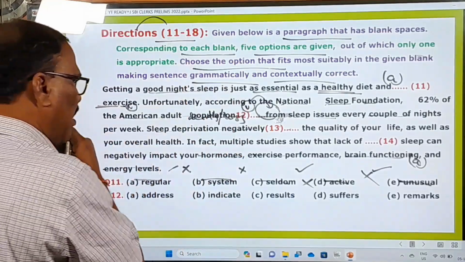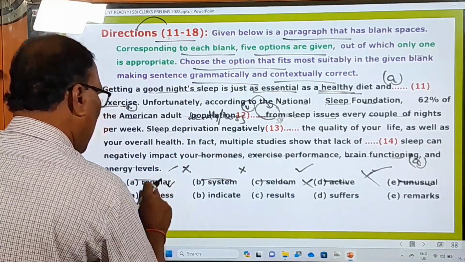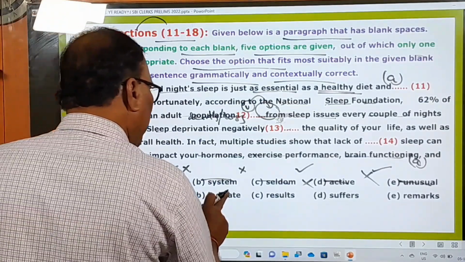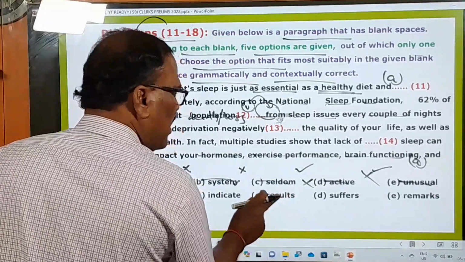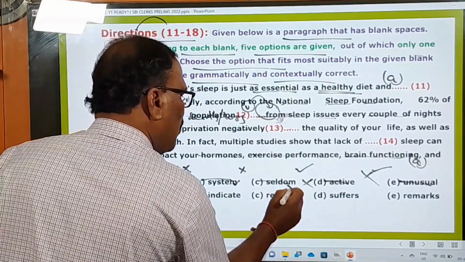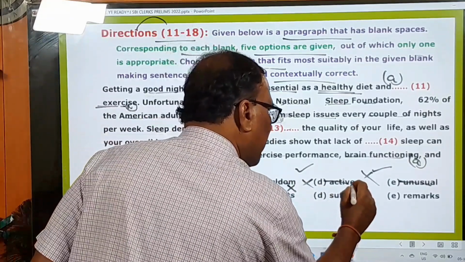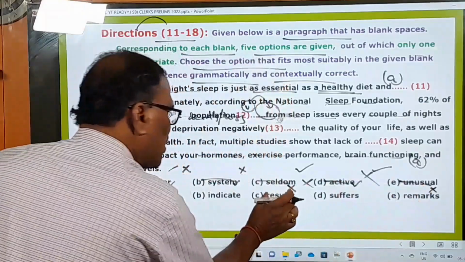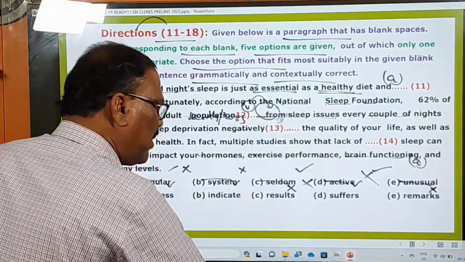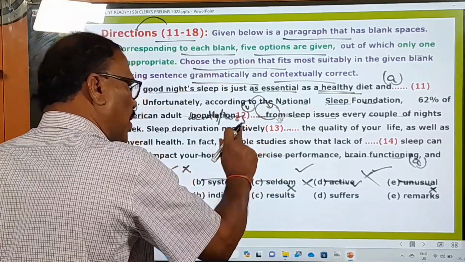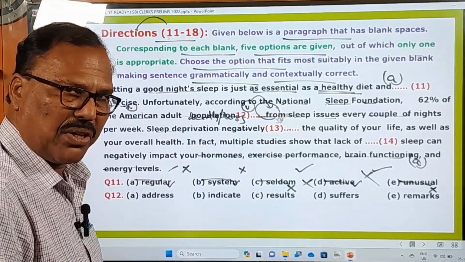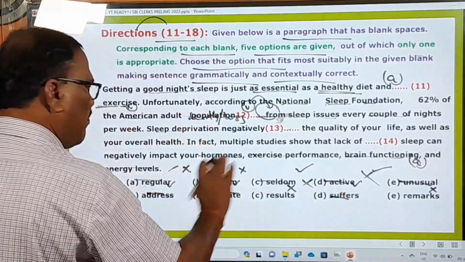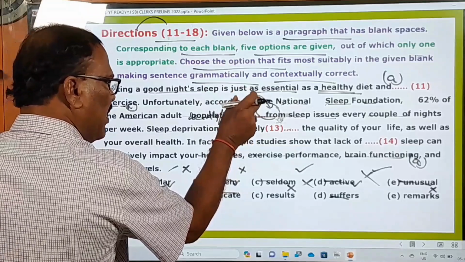And what are the verbs given here? Address is a verb. Address means to handle or to manipulate. Indicate means to point out, and it's also a verb. Results is not a verb, it is a noun, so it should be dropped. Suffers is a verb. Remarks is a noun. So these two words are nouns, and therefore they are dropped, because in this blank invariably we have to use only a verb. Here are the three verbs: address, indicate, suffers. These three verbs are there to be filled in this blank.